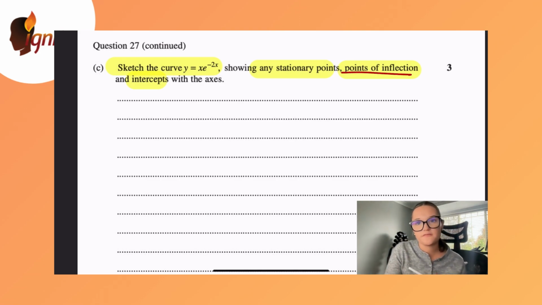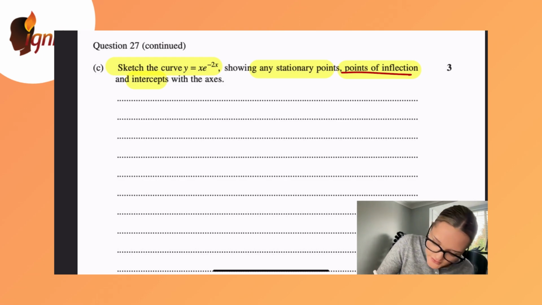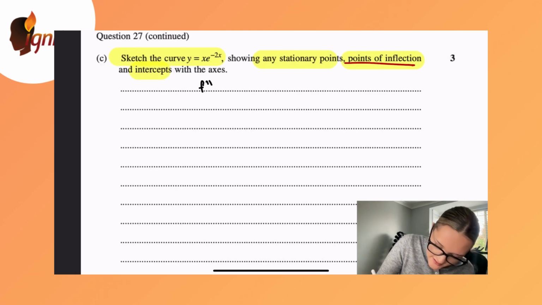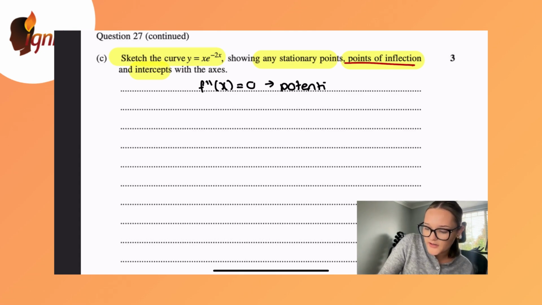A point of inflection is a point on the graph where your concavity changes. Since we're working with changing concavity, we know that we're going to be working with that second derivative. So f''(x) = 0 is going to give us any potential points of inflection.